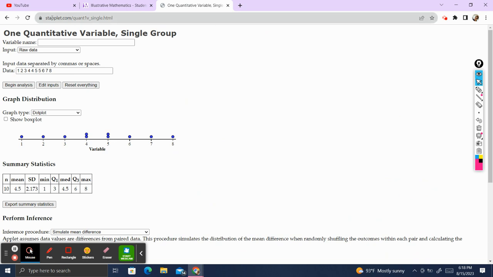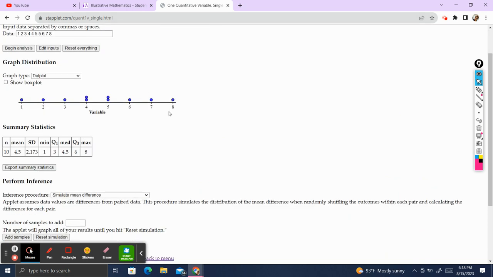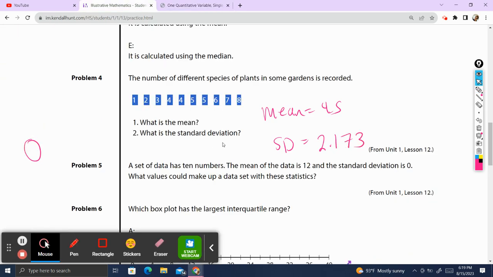Now this website that I'm using is stablet.com. You can see in other videos how I get to it and why I like it. So in this case, our mean is 4.5. So we're going to write that down. Mean equals 4.5. And our standard deviation, which I get right here, is 2.173. That's it. That was pretty easy.